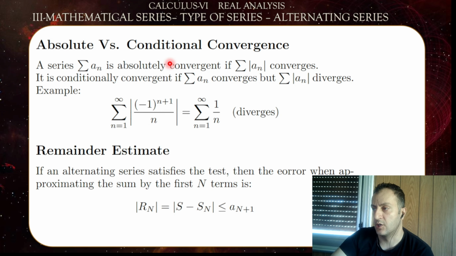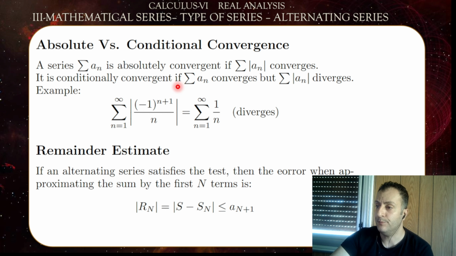Absolute versus conditional convergence, as we mentioned. A series sigma an is absolutely convergent if and only if sigma of the absolute value of an converges as well. It's not only according to the Leibniz test that we find convergence, but also the absolute value of an within the series converges. It is conditionally convergent if sigma an converges, but sigma of the absolute value of an diverges.